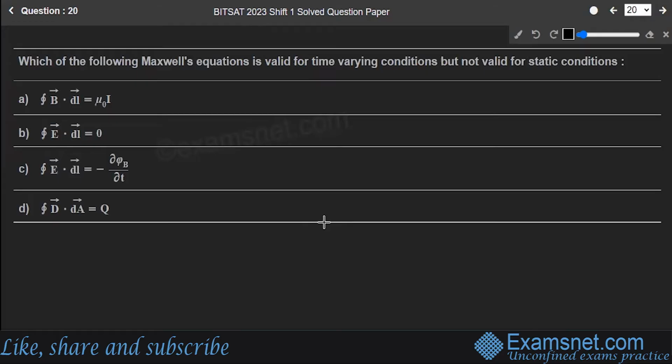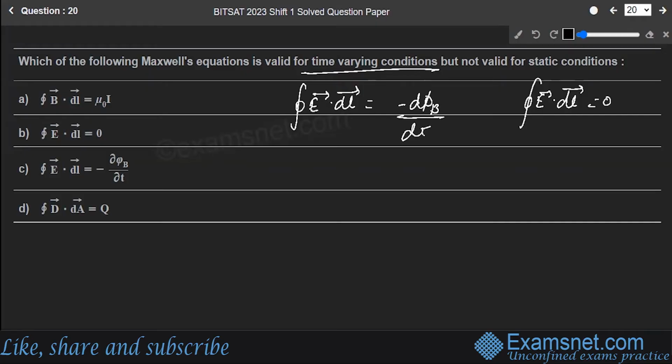Question number 20. Which of the following Maxwell's equations is valid for the time varying conditions but not for the static conditions? See, for the static conditions, it is given by E vector dot dl vector is equal to 0. And for the time varying conditions, it is given by E dot dl is equal to minus d phi B upon dt. This matches with option C. Hope you understood that.